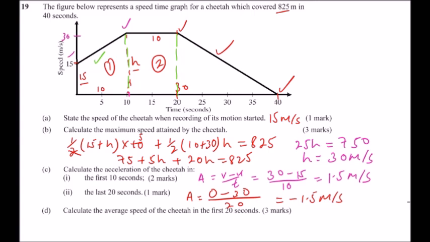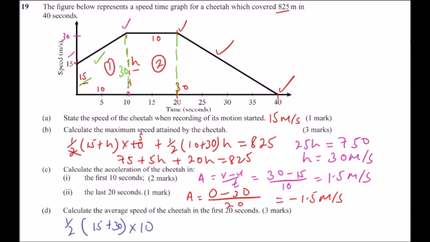trapezium. So we say it is a half into bracket 15. This is 15, and this is 30. The height which we have found. Maybe I use a brighter color. So let's use this color. So you say it is a half into bracket 15 plus 30, that is 30, you multiply by 10.